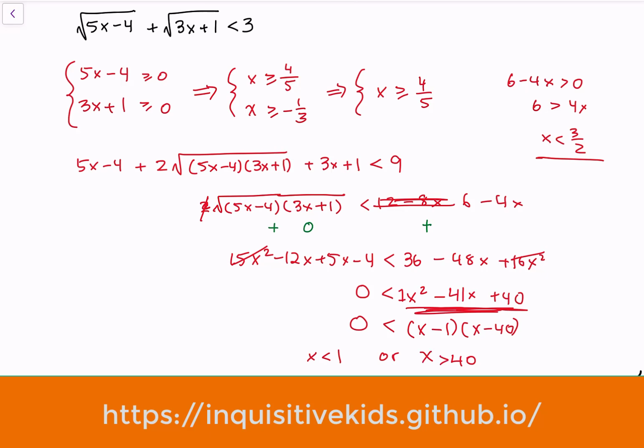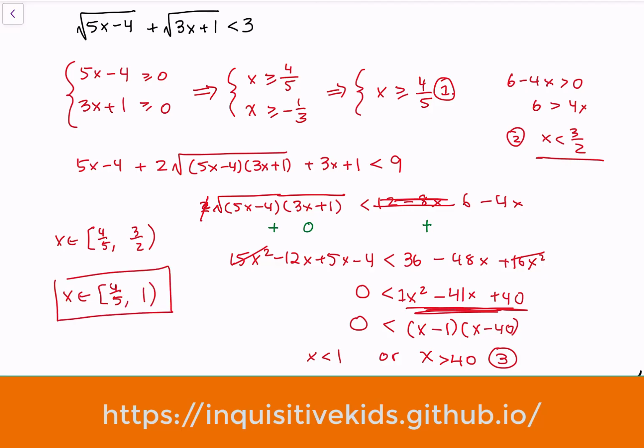Now let's intersect all of our conditions. We have our domain here. We have our sign constraint that we developed later on. And then we have our algebraic solution. The first two, if we combine them, give us the restriction that x must be between 4/5 and 3/2. And when we intersect this with our third algebraic solution, the upper bound becomes 1. So this is our answer.